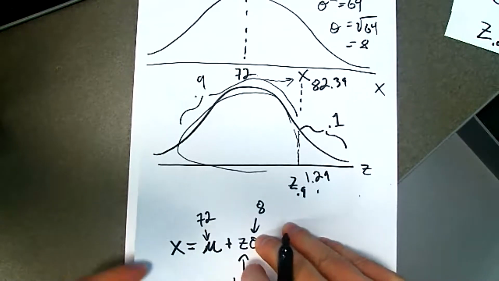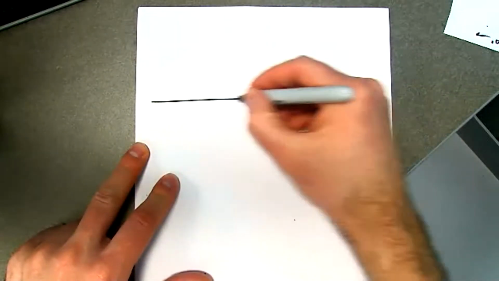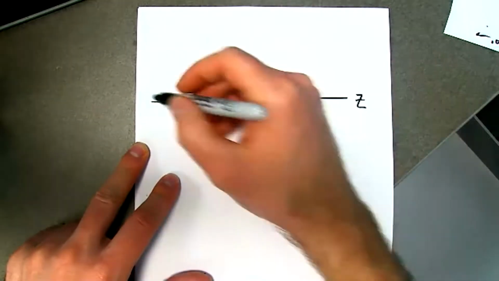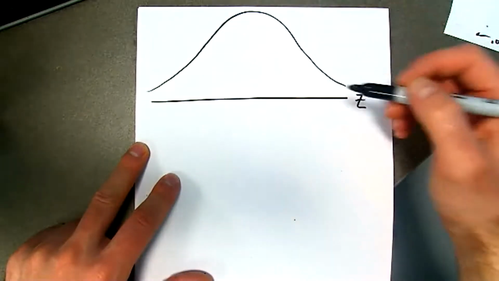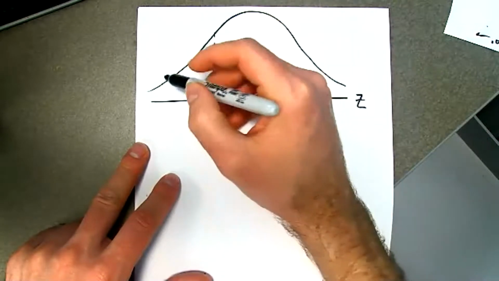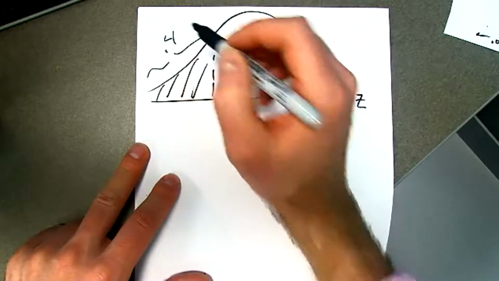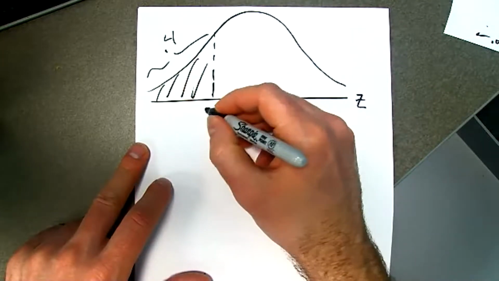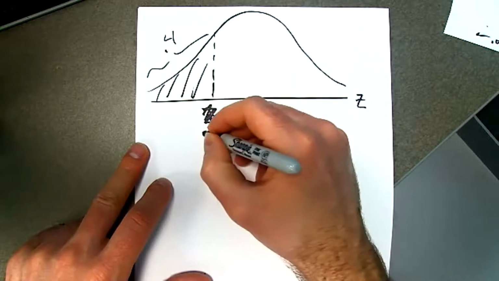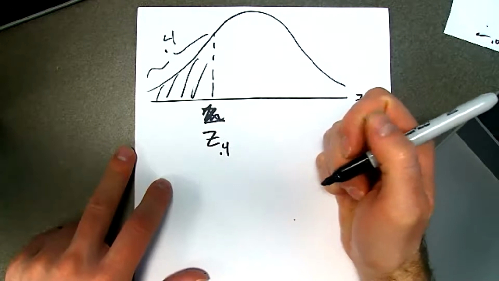What I'm going to have to do as part of the inverse is, I know the area I want in the lower left tail is 0.4. I usually draw the x variable up top, but it doesn't matter which direction. So what I've got here is my standard normal distribution, and I know I'm looking for the z-score that's the cutoff for the bottom 40%. So what is that z-score that would give me 0.4 in the lower left tail?